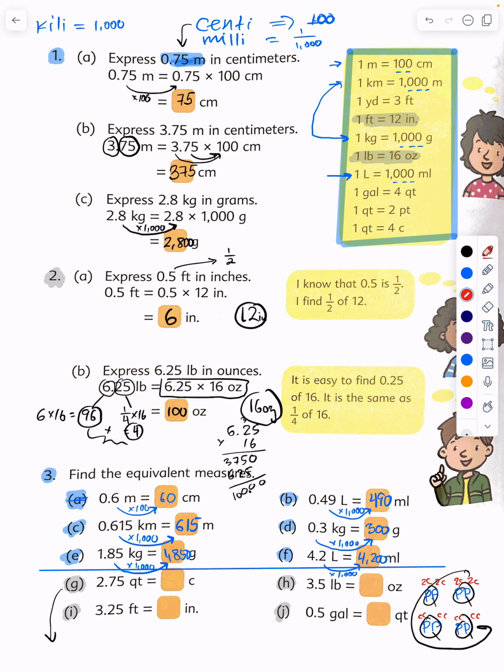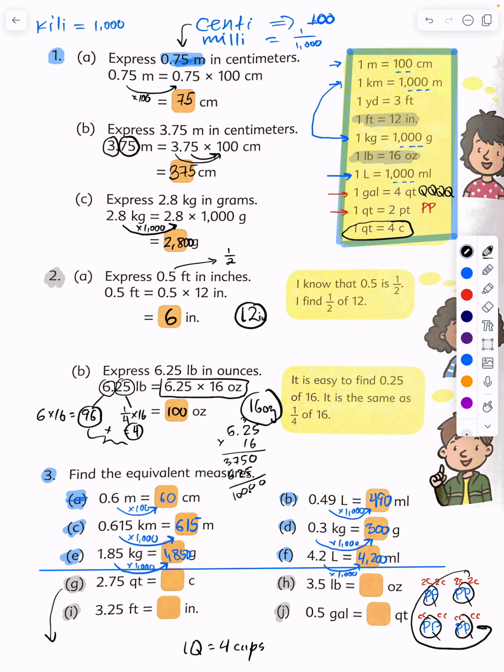But if in doubt, you can always remember 1 gallon is 4 quarts, 1 quart has 2 pints, which means prince and princess. And here we have 4 queens, right? And 1 quart also has 4 cups. Remember the cats. Anyway, so 2.75 quarts into cups. My friends, 1 quart has, look at the drawing, 4 cups. Okay, that's important. 1 quart has 4 cups. It is right here in our table.